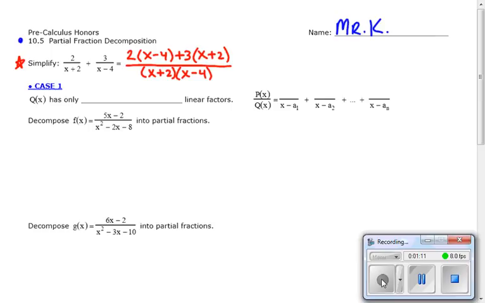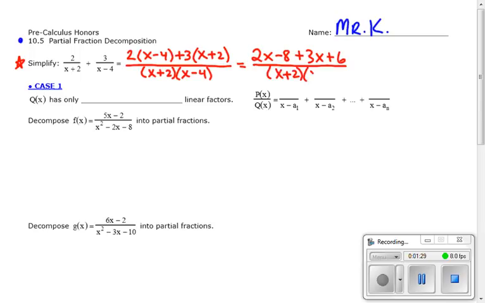Okay, so that would be my expression. You see I multiplied and combined the two fractions, and now what I'm going to do is simplify the numerator to be 2x minus 8 plus 3x plus 6 all over... And again, I'm not distributing out that denominator. You really don't have to here. And so my final answer at the end would be 5x minus 2 all over my two factors, x plus 2, x minus 4.